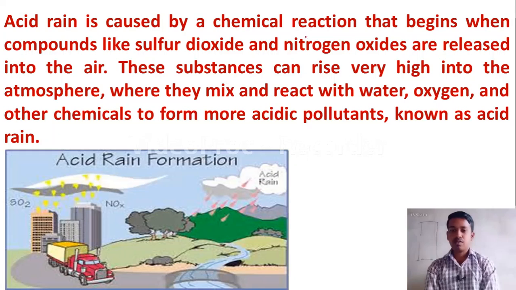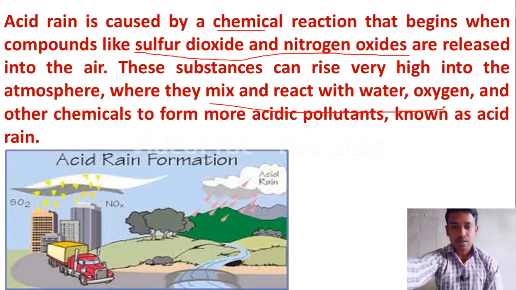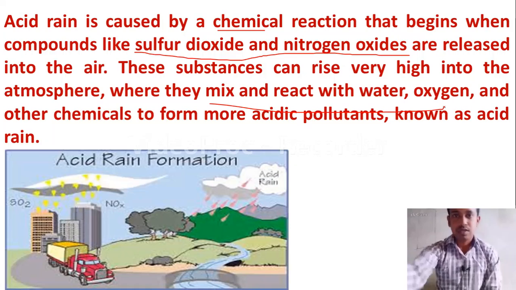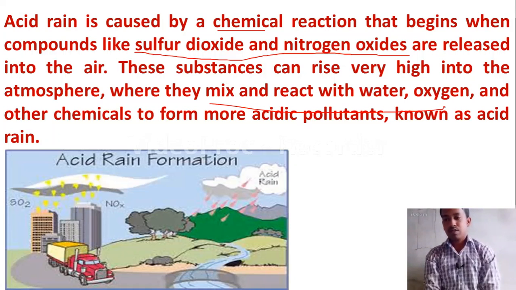Acid rain is caused by chemical reaction. Please remember, acid rain is caused by chemical reaction, and it begins when compounds like sulfur dioxide and nitrogen oxides are released into the air. These substances can rise very high into the atmosphere, where they mix and react with water, oxygen and other chemicals to form more acidic pollutant known as acid rain. So this is about acid rain. So let us move to the next question.